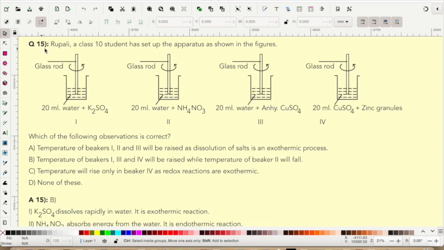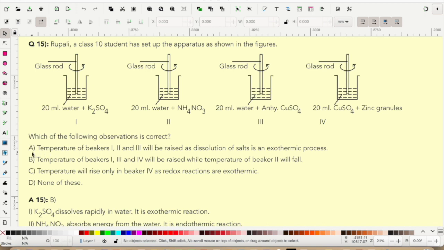Last question. Rupali, a class 10 student, has set up the apparatus as shown in the figures. In first beaker, 20 ml of water plus K2SO4 is there. In second beaker, 20 ml of water plus NH4NO3 is there. In third beaker, 20 ml of water plus anhydrous CuSO4 is there. In fourth beaker, 20 ml of CuSO4 plus zinc granules are there. Which of the following observations is correct?